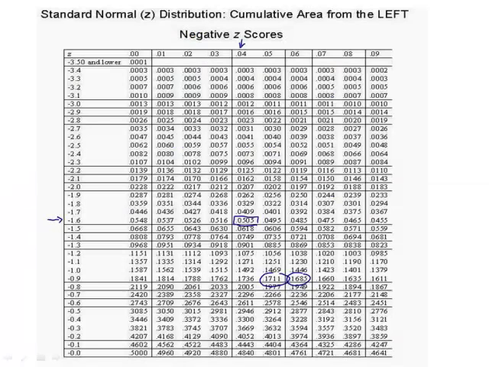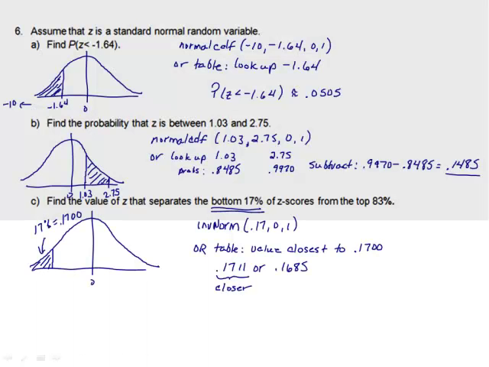Now we just figure out what row and column that came from. So it was the negative 0.9 row and the 0.05 column. That gives us a z value of negative 0.95. And we can put it in our picture over here.